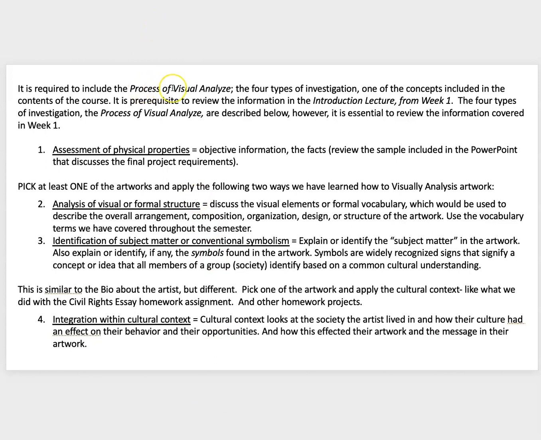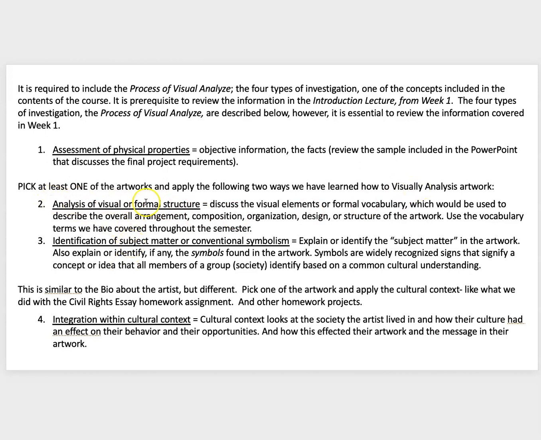using the process of visually analyzing, we've talked a lot about it. For each image of artwork that you include, you'll do your best to have the complete physical properties, which I just went over. And then you'll pick at least one of the artworks and apply these other two concepts of visual analysis.